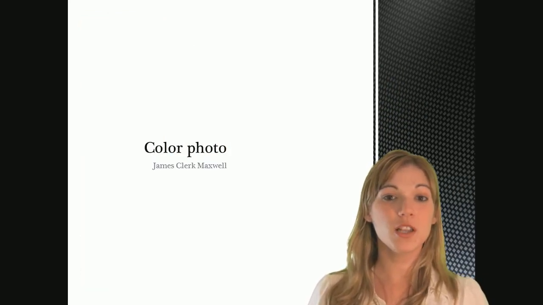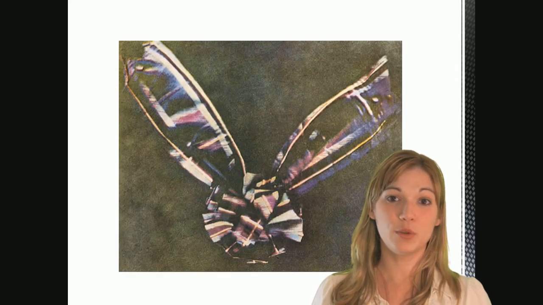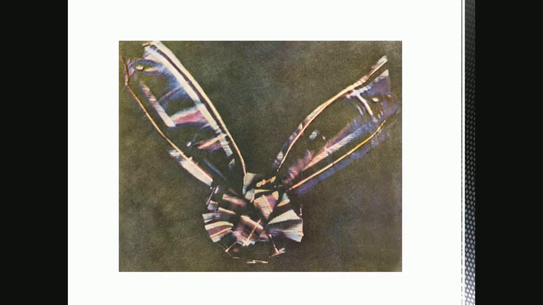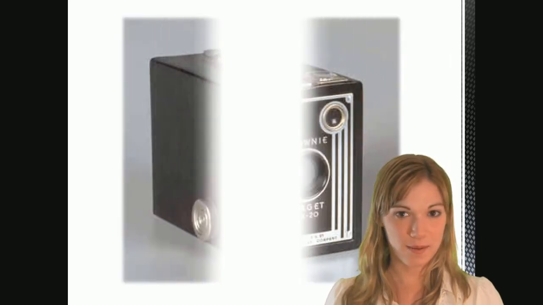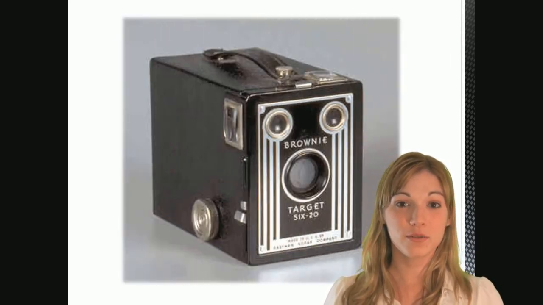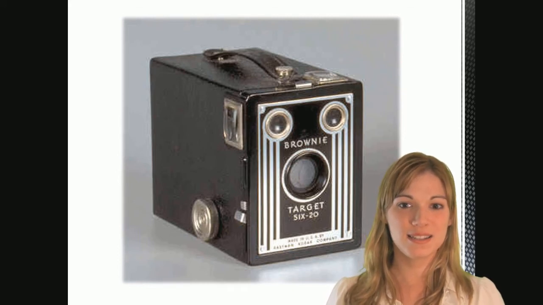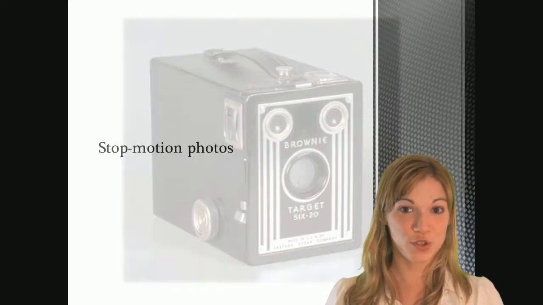1861 brought the first color photo, which was photographed separately on red, green, and blue plates. James Clerk Maxwell's photo of a multicolored tartan ribbon was the first photograph to appear in color. The first camera to be mass-marketed debuted in 1900, the Brownie camera. The Brownie brought photography to the masses. Finally, a way to record images as the eye sees them was available to the average consumer.